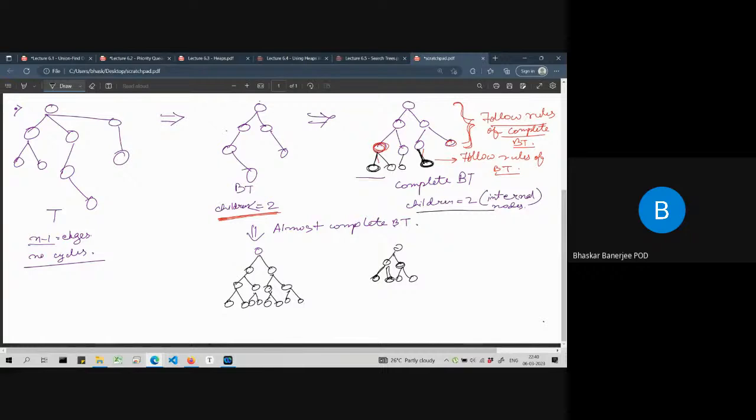So almost complete binary tree: what are the points that we learned? That at the last level, you can have one or two children. Before that last level, all levels must be like a complete binary tree. It should be filled up. Basically, complete means it should be filled up. Only the last level can differ.